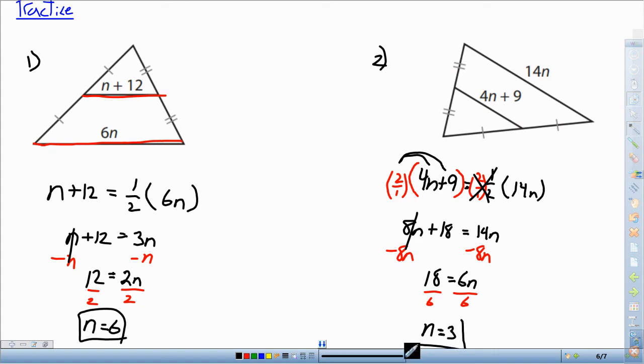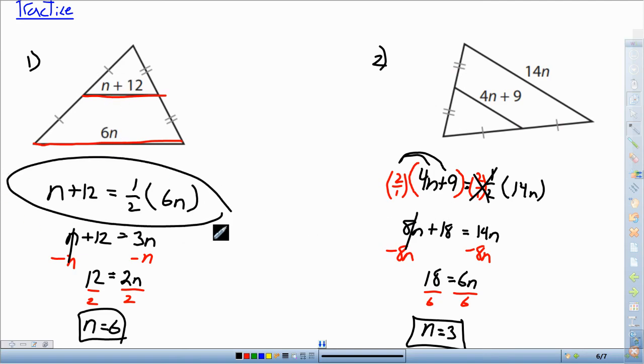So no matter which way you did this problem, if you took half of 14n and got 7n and then solved for n, you should have still gotten n equals 3. I just wanted to make a point there. All right, guys. So that is mid-segments. Not too shabby. The algebra gets a little strange, but making your equations, not bad at all.